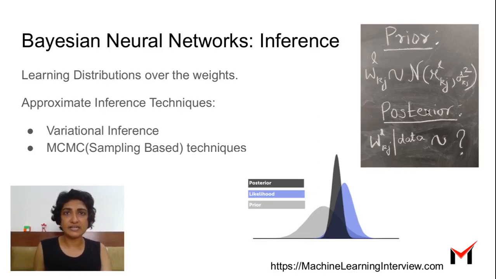And the posterior is nothing but, once I see data, how do I modify this distribution? Maybe it's another normal distribution but with different parameters. How do I find this new distribution that makes more sense as I see more data? So I have one distribution for each of the weights in the network now.